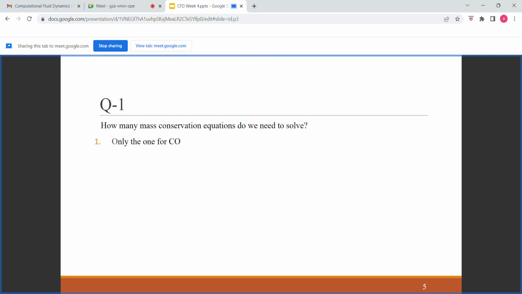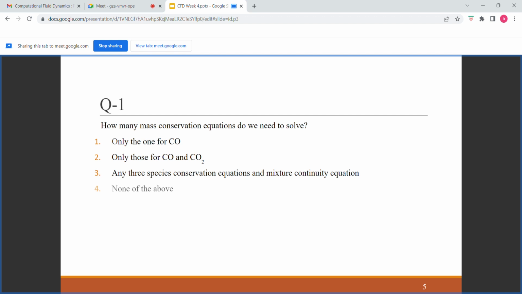How many species conservation equations would we have? We would have 2 for the reactants and 2 for the products, because carbon monoxide plus water gives carbon dioxide plus hydrogen. So it is 4 species conservation equations. If these are put together, we get the continuity equation. So we need not solve for 4 conservation equations. Rather, 3 species conservation equations and 1 mixture continuity equation would be sufficient.